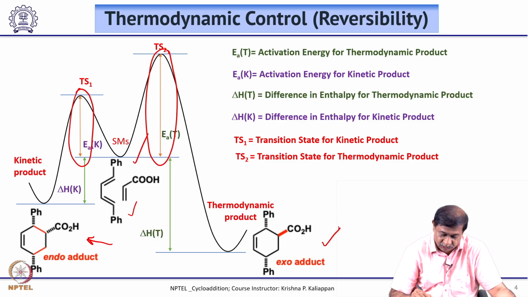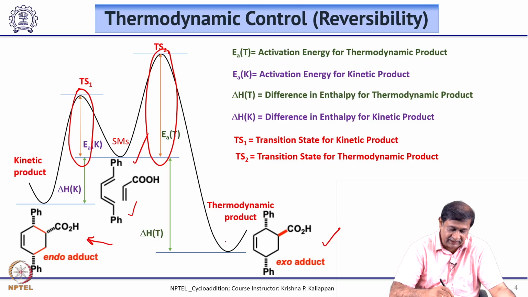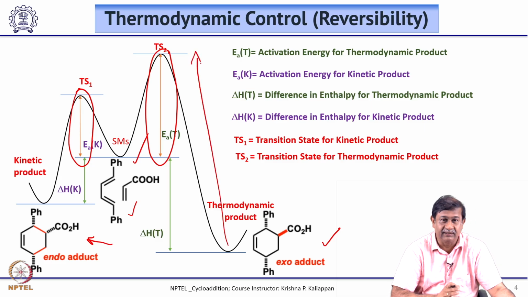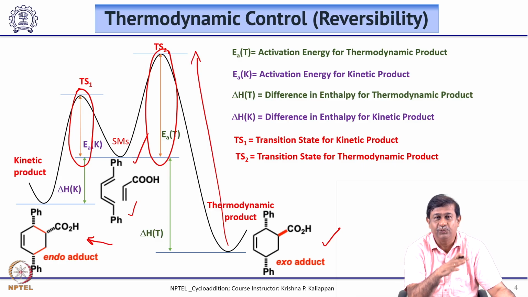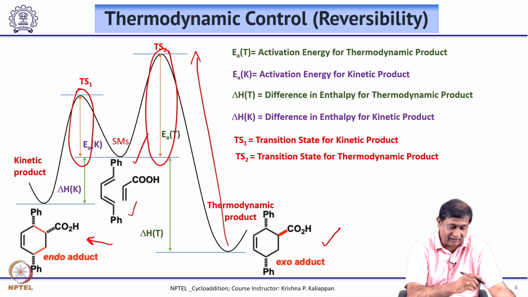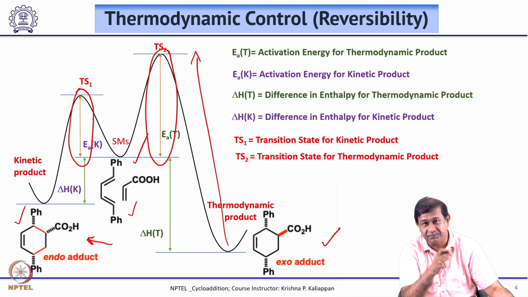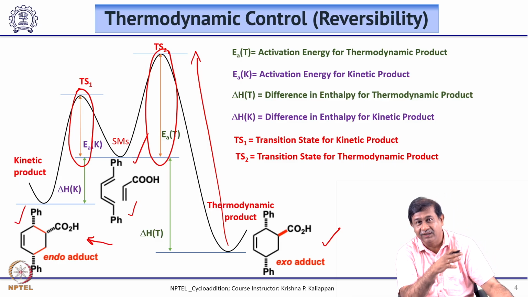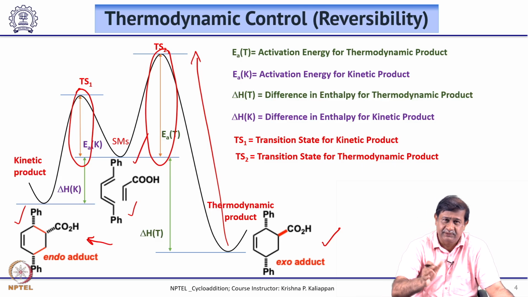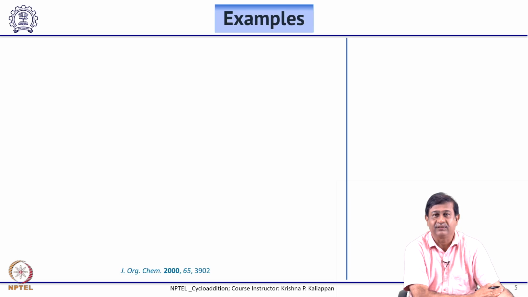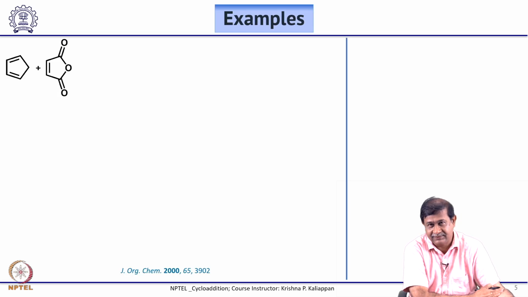But once the exo product is formed, you can see the activation energy barrier to come back to the starting material is very high. This means the exo product will not go back to the starting materials, that is diene and dienophile. But the endo product can come back to the starting materials. So if you heat it for longer time, you are bound to get the exo product as the major product. This is a simple kinetic and thermodynamic control concept. Now let us discuss a few examples.